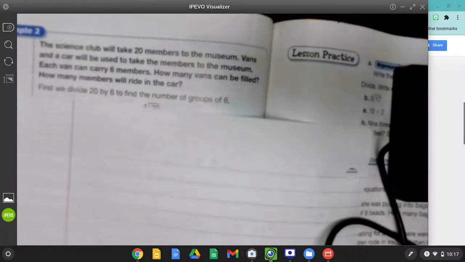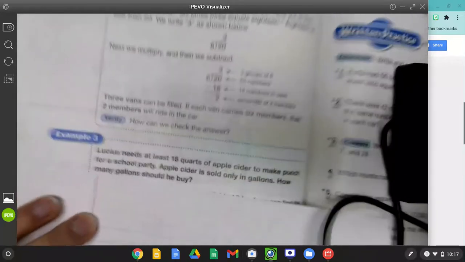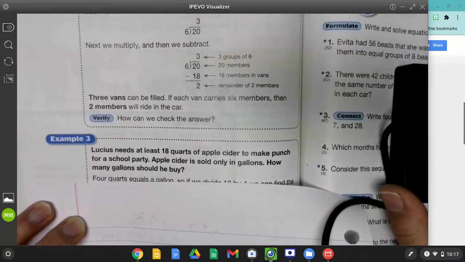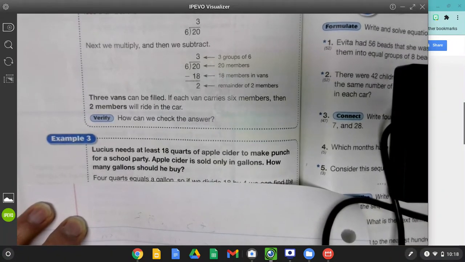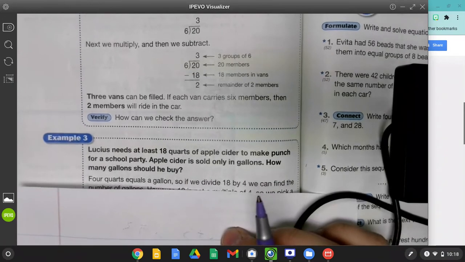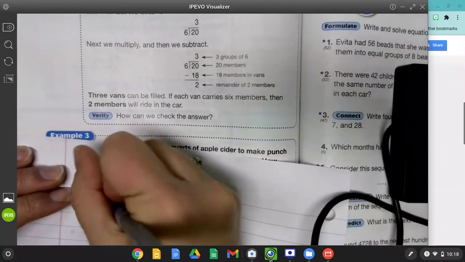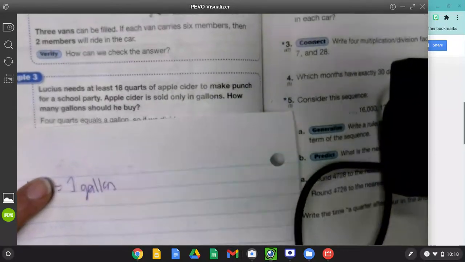All right, so we have another one. Lucius needs at least 18 quarts of apple cider to make punch for a school party. Apple cider is sold only in gallons. How many gallons should he buy to make that punch? All right, so we know that 4 quarts equals a gallon, so I'm going to write that down. 4 quarts equals 1 gallon. So that's an important fact for this problem, right?